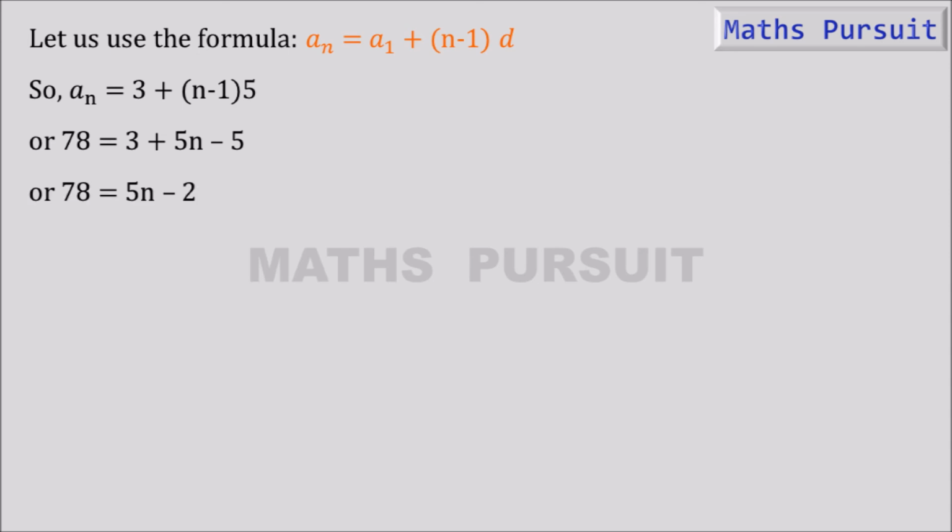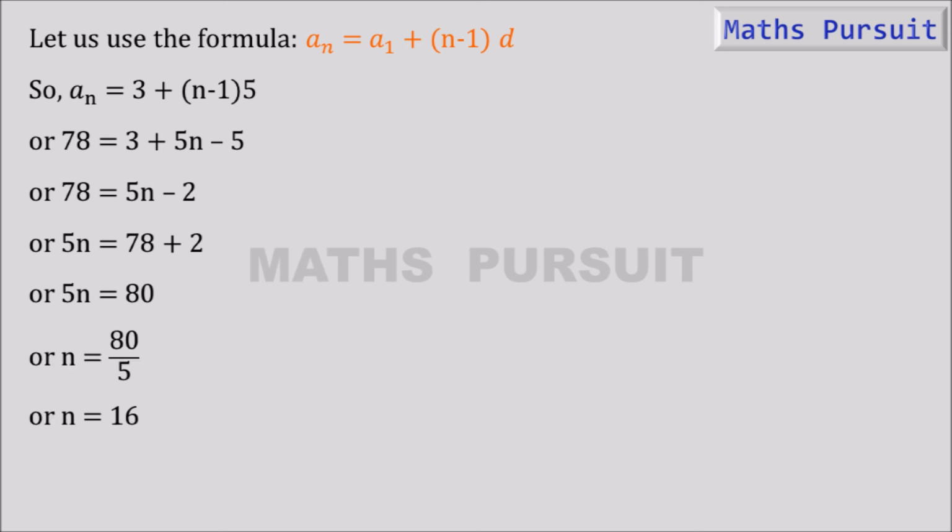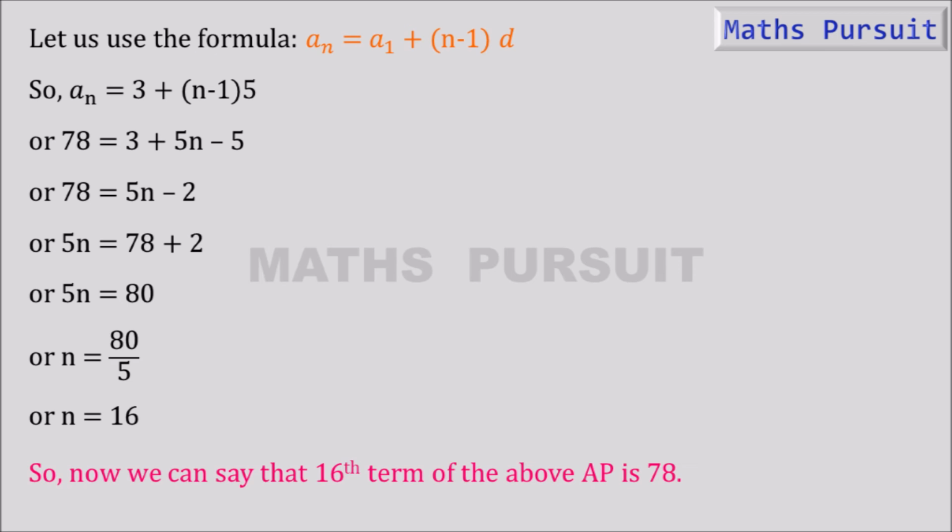Or 78 is equal to 5n minus 2, or 5n is equal to 78 plus 2, or 5n is equal to 80, or n is equal to 80 by 5, or n is equal to 16. So guys, we got the value for n as 16. So now we can say that the 16th term of the above AP is 78. That's all guys. This is very simple.